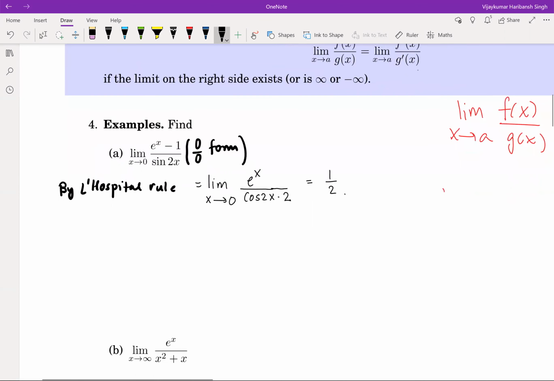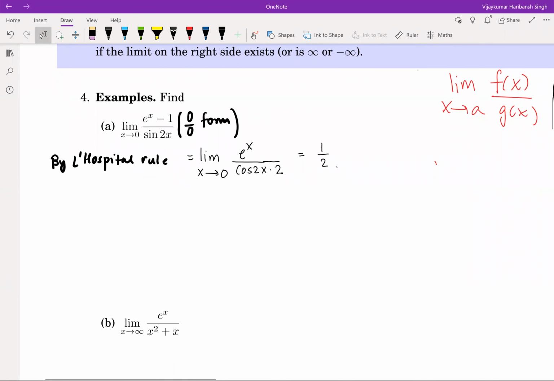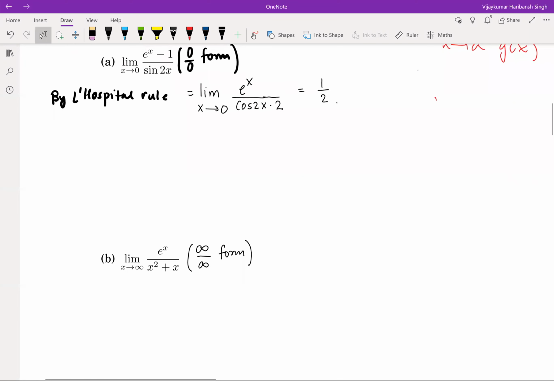Okay, so let's work on the next problem. The limit as x goes to infinity of e to the x over x squared plus x. Again, as x goes to infinity, e to the x also goes to infinity. So this is of infinity over infinity form. So by L'Hopital's rule, this is going to be the limit as x goes to infinity, derivative of e to the x is e to the x, derivative of the denominator is 2x plus 1.